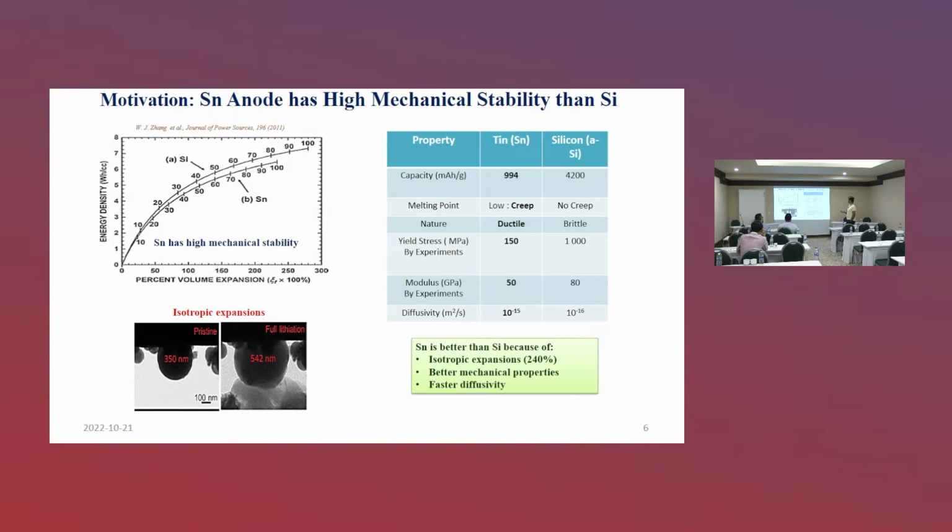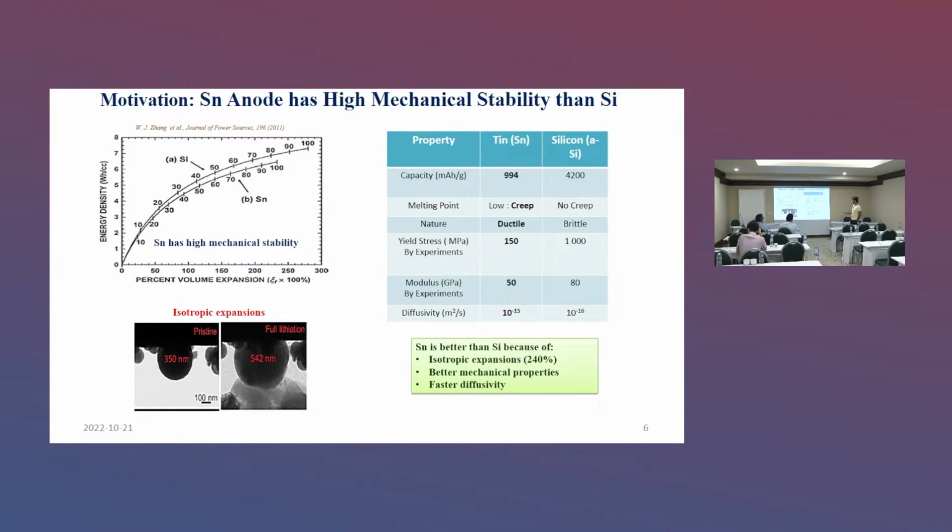Of course, we're going to compromise on capacity a little bit, but it's still 3 times higher than the current commercialized technology. It has no creep. Creep, as some of you may know, is a mechanism that relaxes strains and stresses. This was actually the main discovery for this material, and we published it for the first time, introducing creep relaxation in tin anode material. By nature, its intrinsic properties are ductile, while silicon is brittle.